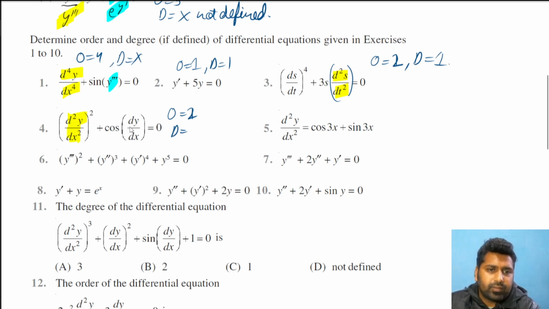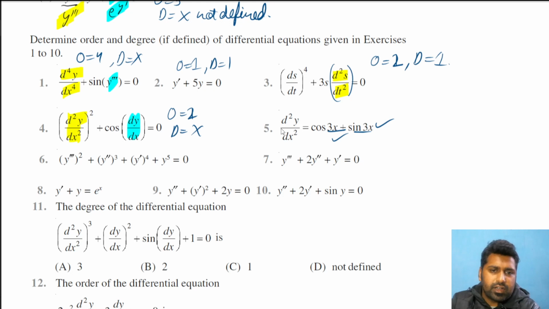Check this. dy by dx is present inside cos. I told you that y dash, y double dash, y triple dash: y can be inside cos, but y dash cannot be. So this cannot be inside, so degree is not defined. x can be present inside the trigo, log or anything. That's not a problem. This is okay. x is allowed, y is allowed. y dash, y double dash, y triple dash are not allowed.